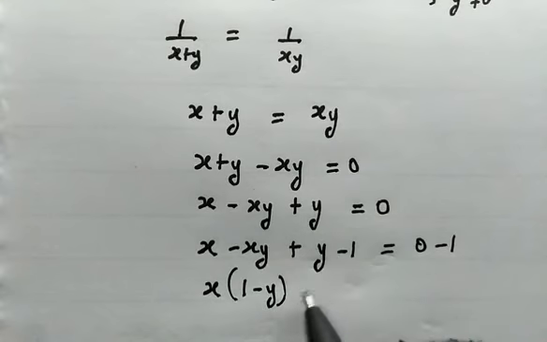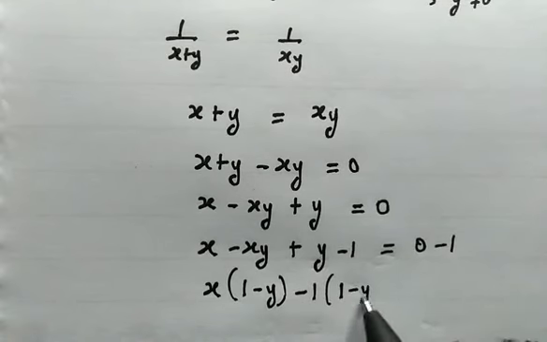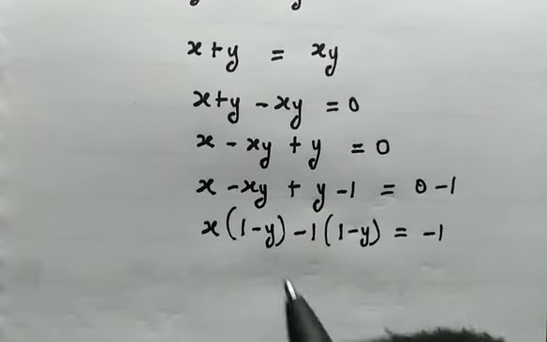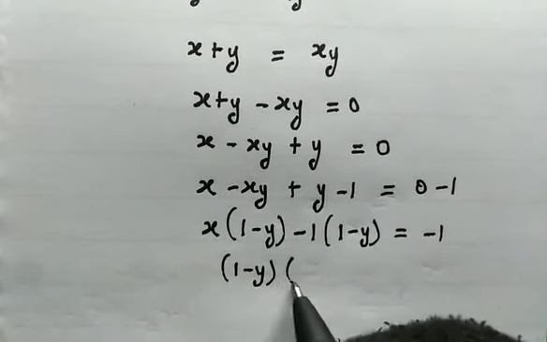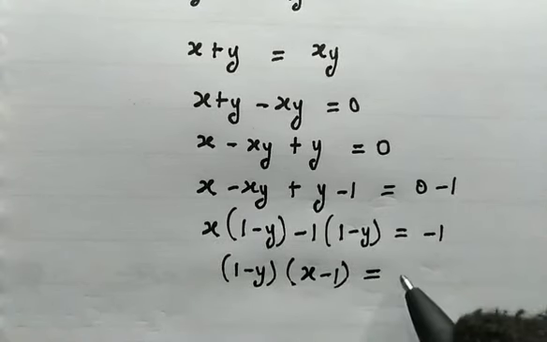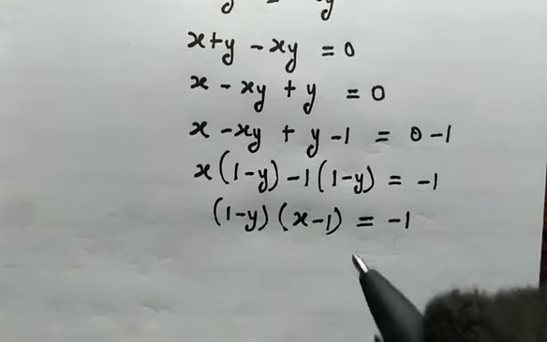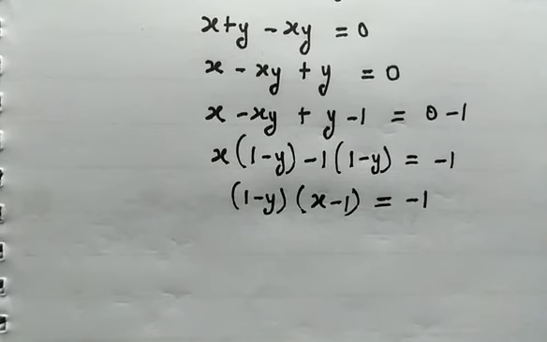Then from here, if we factor out a negative 1, the signs will change. So this negative 1 becomes positive, then positive y will become negative y. And from here, this is equal to negative 1. Now from here, we can factor out 1 minus y, then we are left with x minus 1. And this is equal to negative 1. Now we have two cases involved here, and we have some nice conditions.